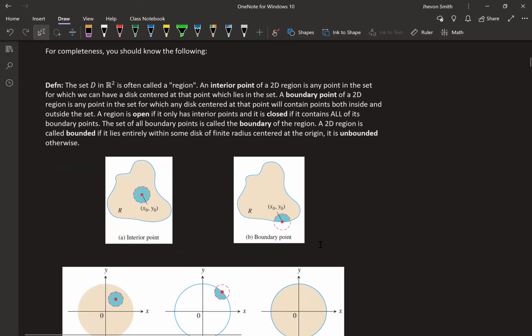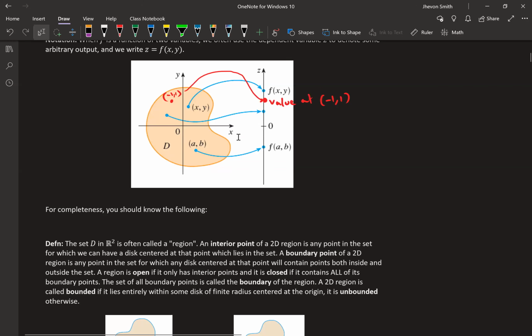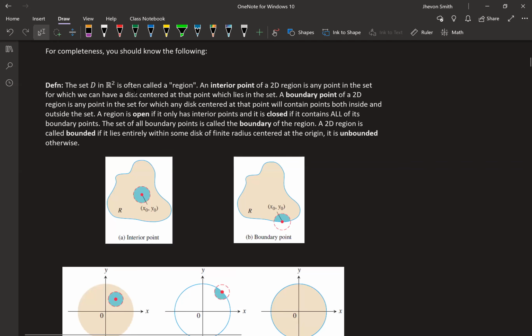Now, let's talk about the domain here. Another name for a domain that is often used in this higher dimensional context is the term region. And when it comes to region, there are some definitions that you want to know. I didn't put these in a box because these are things you should know. I believe, however, they're more important for higher level classes. I don't really anticipate you seeing questions that have to do with these things.